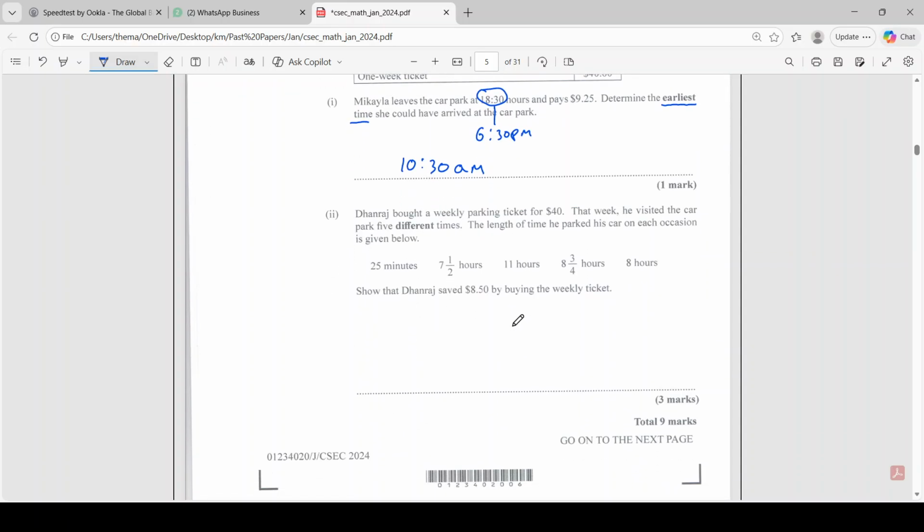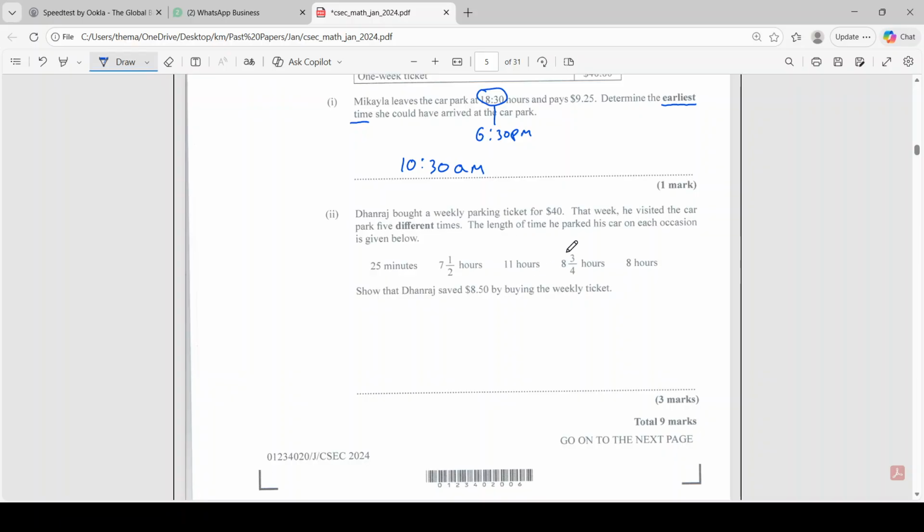Right, last part in this question, 3 marks for it. Danraj bought a weekly parking ticket for $40. That week he visited the car park 5 different times. The length of time he parked his car each occasion is given below: 25 minutes, 7.5 hours, 11 hours, 8.75 hours, 8 hours. Show that Danraj saved $8.50 by buying the weekly ticket.